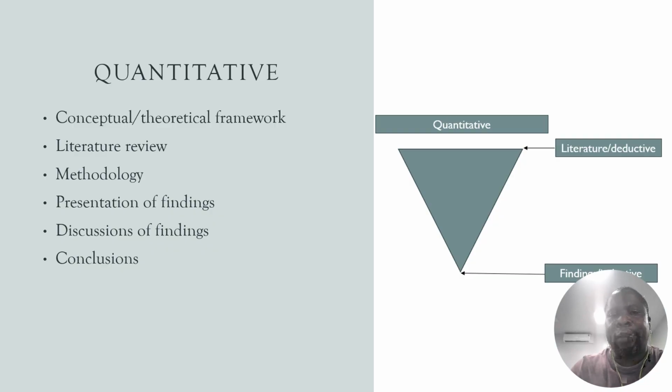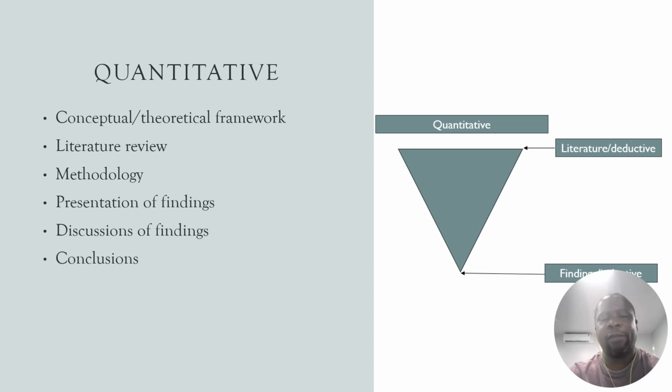Then quantitative is the direct opposite of qualitative. So what are we doing here? We are starting from our theoretical framework. We want to see the theoretical framework, then you explain to us how you want to use it. Then from the theoretical framework, you go to your literature review. Then from literature review, you go to your methodology.